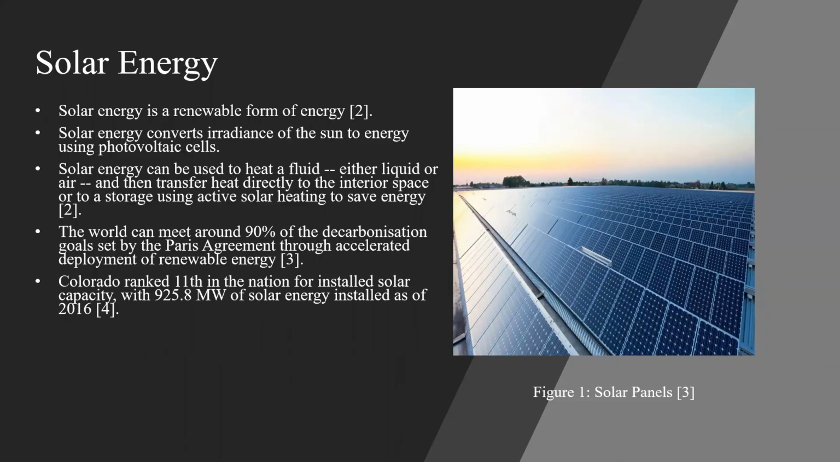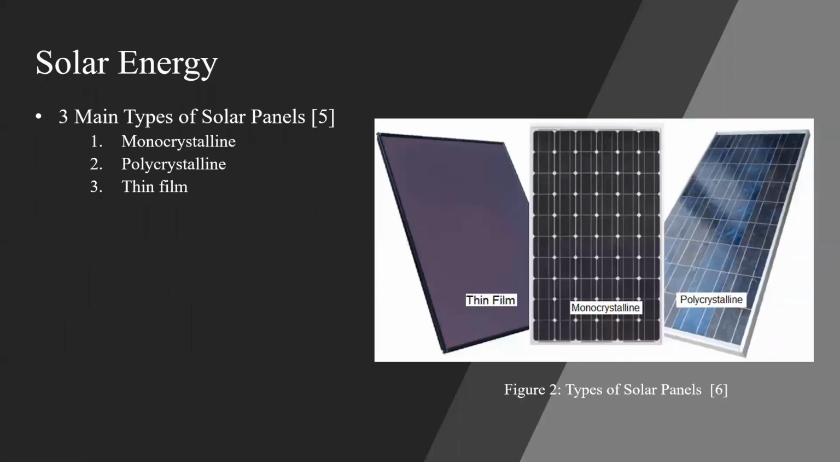So to go into a little background of the systems we're analyzing, the first system we're going to compare is solar energy. Solar energy is a renewable form of energy, which means it uses the radiance from the sun using photovoltaic cells. Solar energy is also cheaper and a lot cleaner compared to natural gas. And since we're doing our analysis in Colorado, Colorado was ranked 11th in the country for producing solar energy.